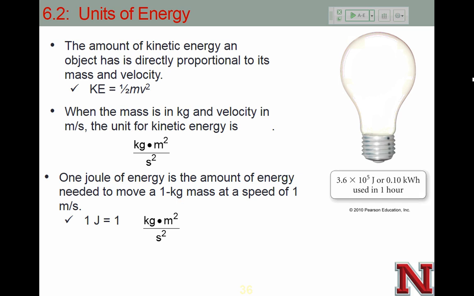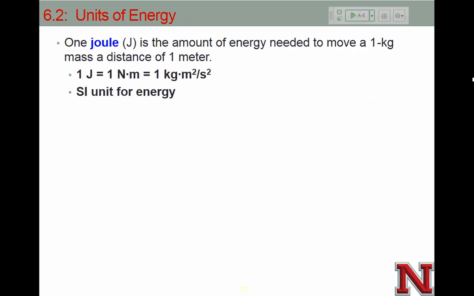And again, notice that we have kilograms, meters, and seconds. So that's going to be important when we are working with units. So following your units is a great way to make sure that everything's in the correct units that you're working with. So you'll see joules a lot, but you should recognize this conversion. 1 joule is the amount of energy needed to move 1 kilogram mass a distance of 1 meter. So again, that's your kilograms times meters squared over second squared. And joule is your SI unit for energy.